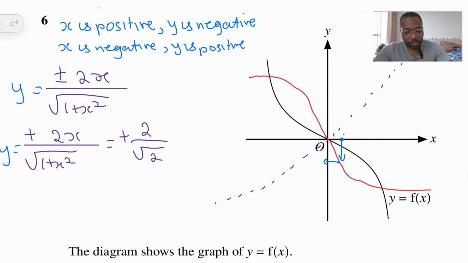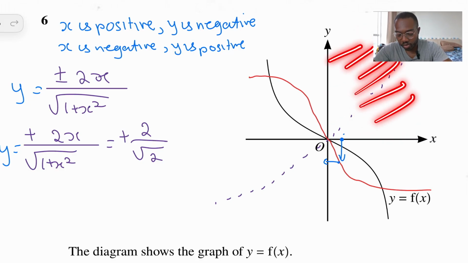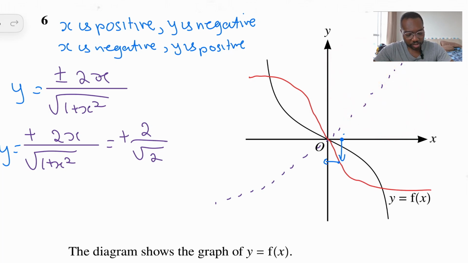Because when we use the positive 2x, we get a positive value for y. So really, we should get a value in this quadrant. But our graph is not in this quadrant. So therefore, that doesn't seem right, okay?